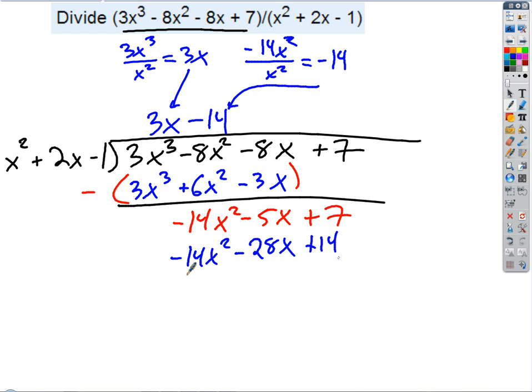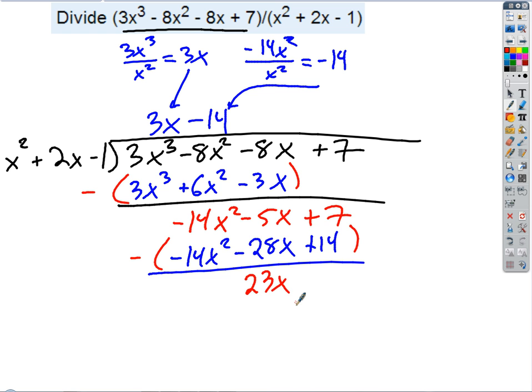And then what do I write? The negative sign in the front. Subtract the quantity. Good. So negative 14x squared minus negative 14x squared cancels, right? Yes. Negative 5x minus negative 28x. Positive 23x, because we're adding the 28. Good.